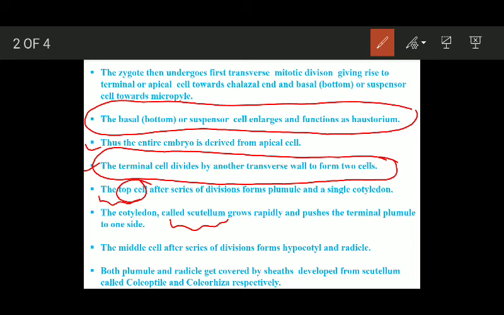Both the plumule and radicle get covered by sheaths which develop from the scutellum. In the case of monocots, the plumule and radicle get covered by sheaths which develop from the scutellum or cotyledon. These sheaths are respectively named coleoptile and coleorhiza. Remember, the sheath which covers the plumule is named coleoptile, and the sheath which covers the radicle is named coleorhiza.